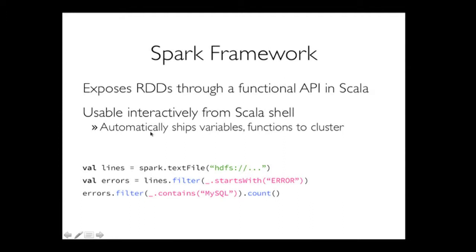Just as an example, this is some really basic Spark code. You create a data set that represents a file. HDFS is the Hadoop file system. And then you might apply filter. This here is Scala's syntax for a function literal or a closure. So this is like lambda x, x that starts with error. And you can do a bunch of these transformations.